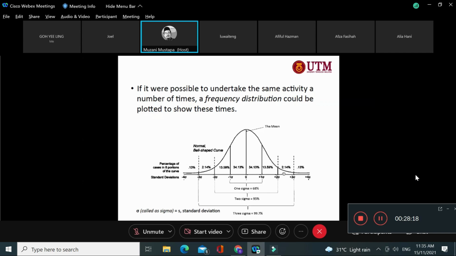1, 2, 3, 4, 5, 6. Nampak tak? This is what we call it under this bell curve. We have 6 compartment ataupun zone. 1, 2, 3, 4, 5, 6.